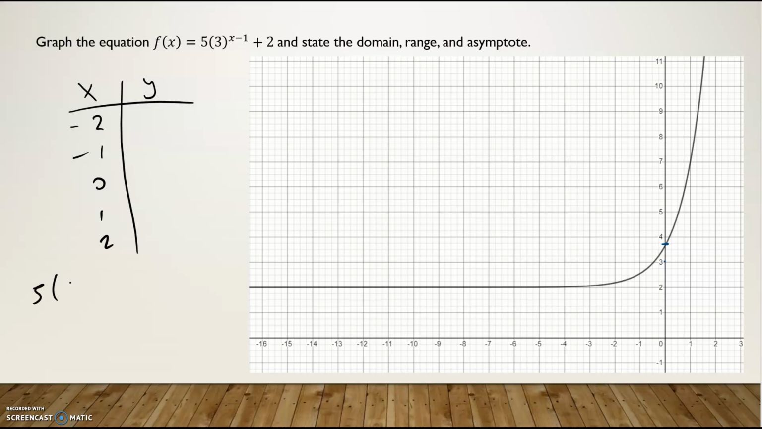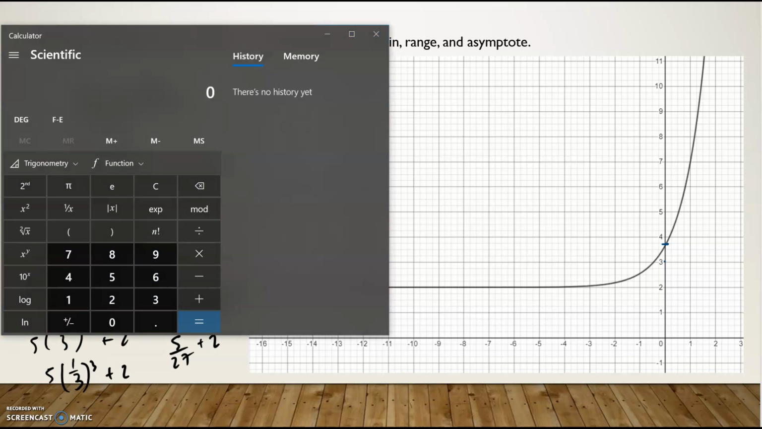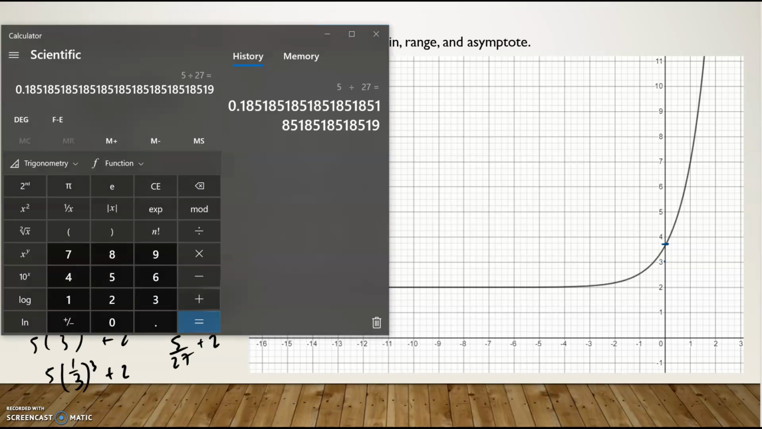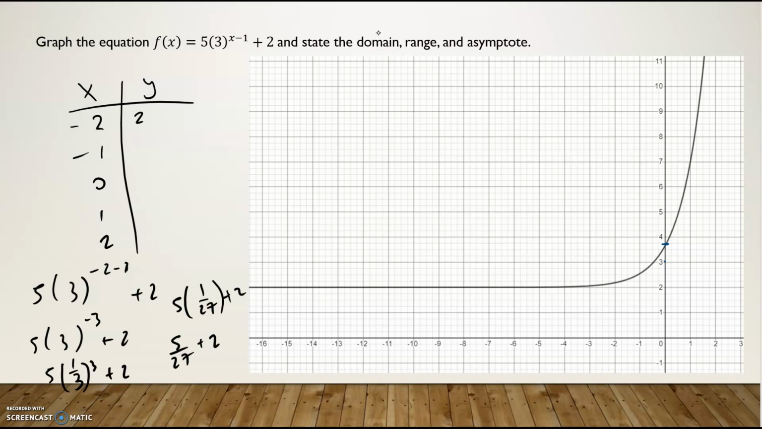Okay, so 5 times 3 raised to -2 minus 1 plus 2. So this will be 5 times 3 raised to -3 plus 2. Okay, so that will be 5 times 1/3 raised to 3 plus 2. And that would be 5 times 1 over 27 plus 2. So 5 over 27 plus 2. Okay, well, let me get the calculator out here. So 5 divided by 27, and then plus 2. Looks like it's 2.19. So this is 2.19.